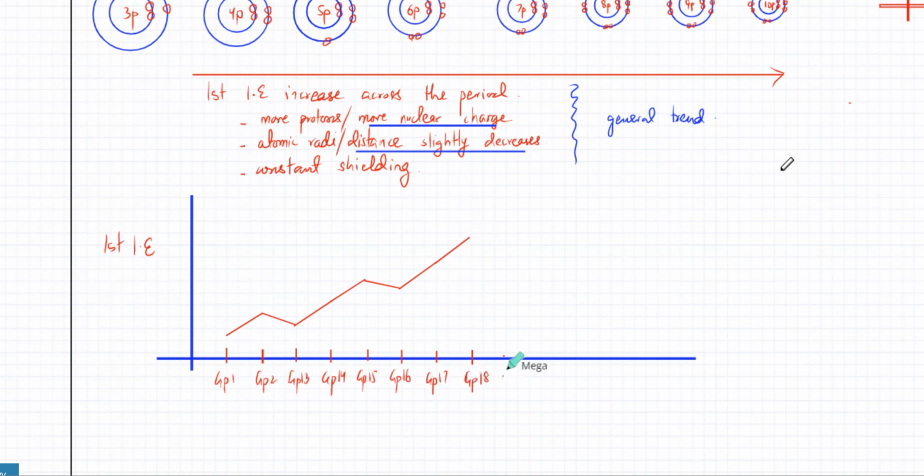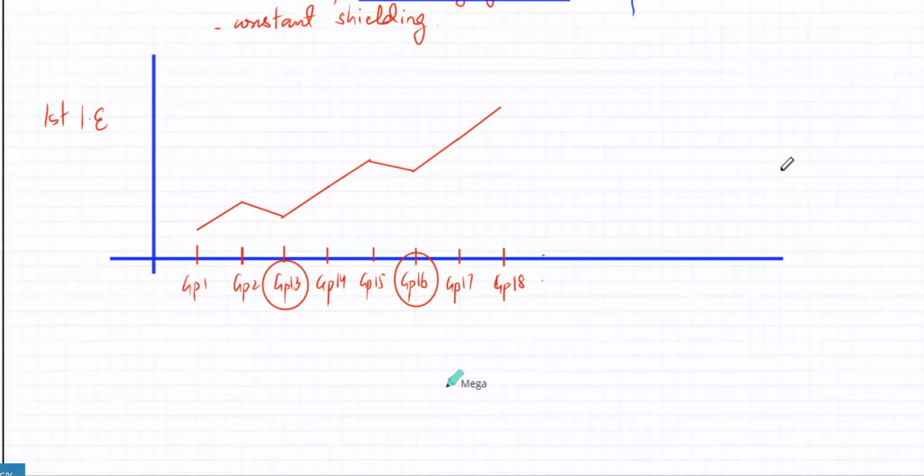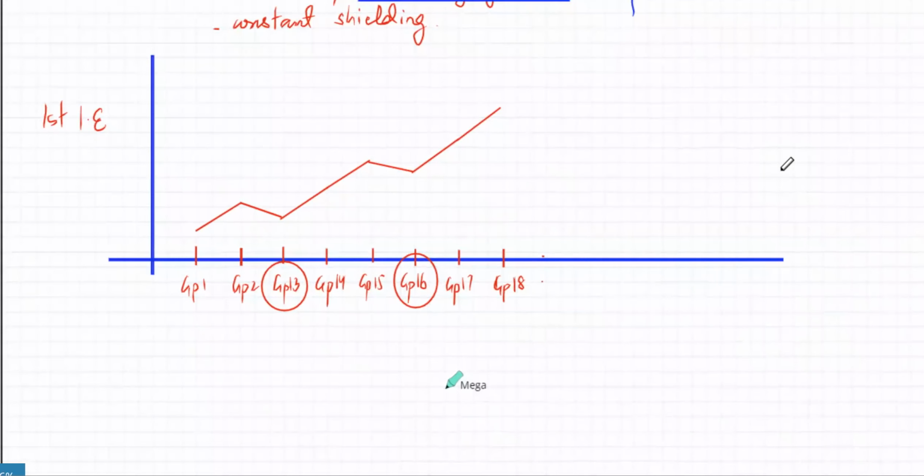So what's going on over here? What's going on at group 13, and why is group 16 not following the trend? Although we've already explained that the trend is increasing, but yes, Hamza. There are certain elements where their factors cause them to have lower ionization energies than the element in the group ahead of them.